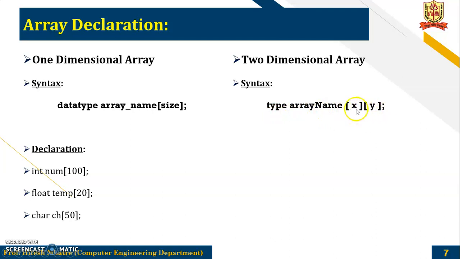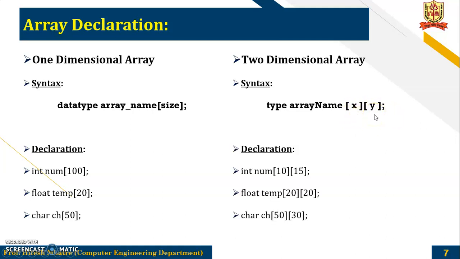Moving to the two-dimensional array, the syntax is type, that is your data type, the array name, and then two values x and y for the two dimensions. x indicates the number of rows and y indicates the number of columns. Here is a declaration considering the same variables as in one-dimensional: say int num[10][15]. Remember, whenever you are giving the size, we require square brackets. So it indicates 10 rows and 15 columns.